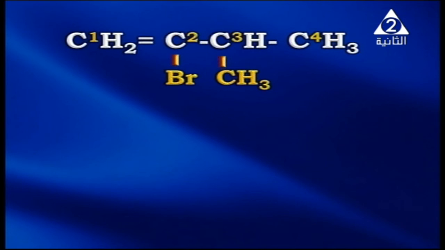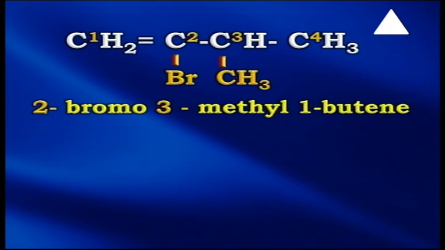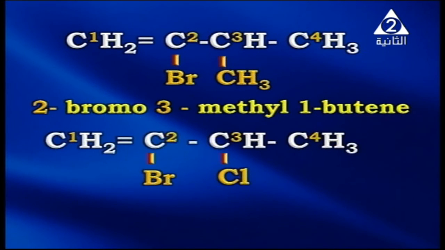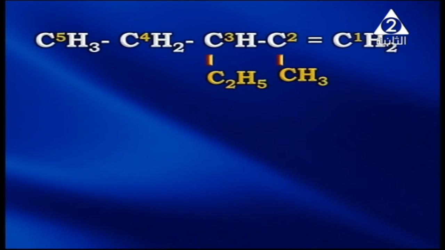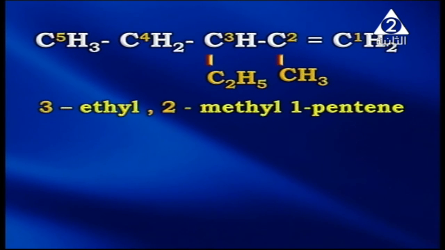Next molecule, if you are going to name this compound, you have to start numbering of carbon atoms nearest to the double bond, regardless of the groups. So it will be 2-bromo-3-methyl-1-butene. Next compound, as shown on the screen, starting carbon numbering nearest to the double bond, its name will be 2-bromo-3-chloro-1-butene. Next molecule, if you name it by starting numbering near the double bond, its name will be 3-ethyl-2-methyl-1-pentene.